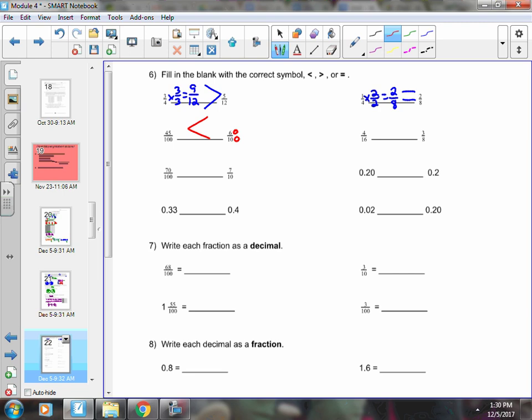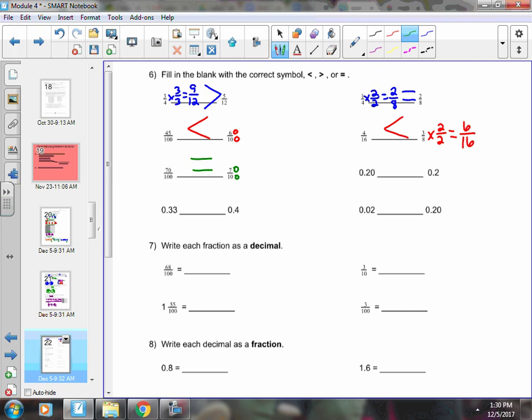Next to it, again, make those denominators the same. If I double the bottom, I have to double the top. 3/8 is the same thing as 6/16. And 6/16 is bigger than 4/16. Below that, 70/100 versus 7/10. 7/10 is also the same thing as 70/100. So they are equal.